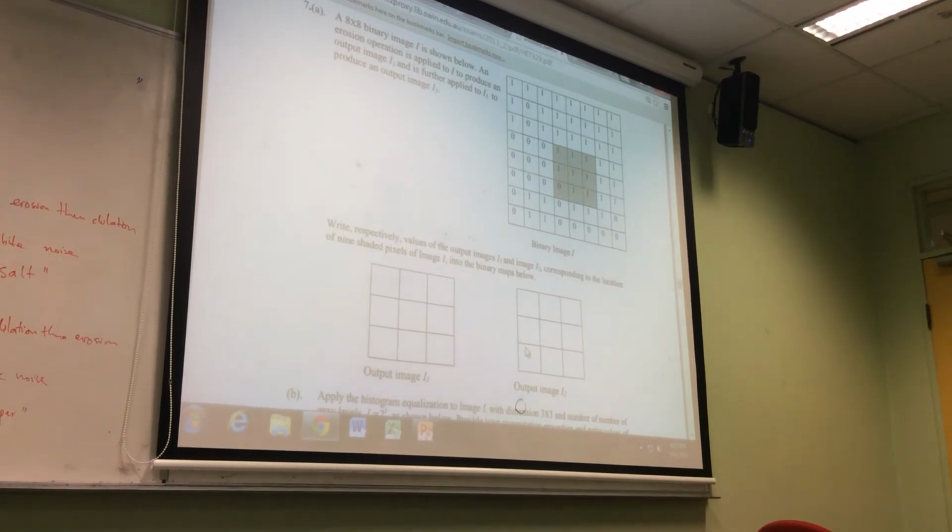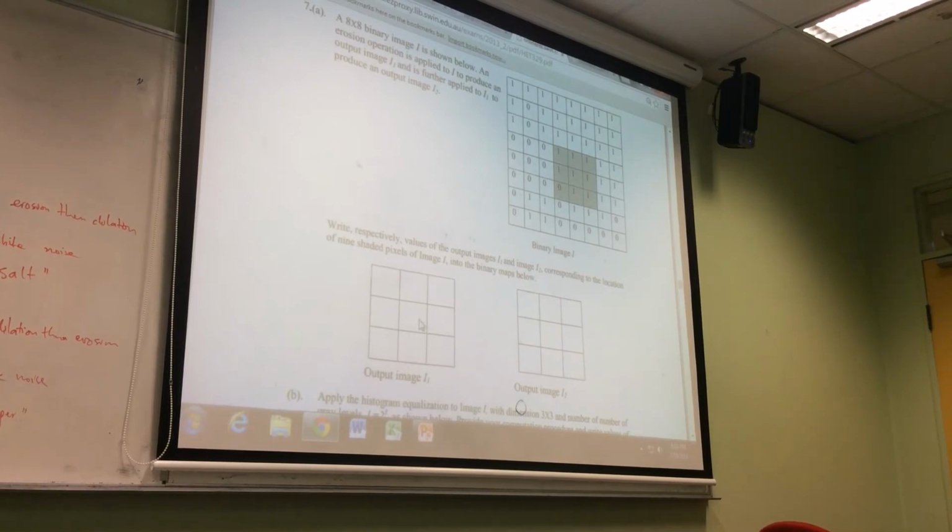One more time. If you apply erosion to this one first to give you this, then you apply erosion to this one to give you this. So you apply it twice. Alright, so let's do the first one. What's the output of the first one? It is 0.